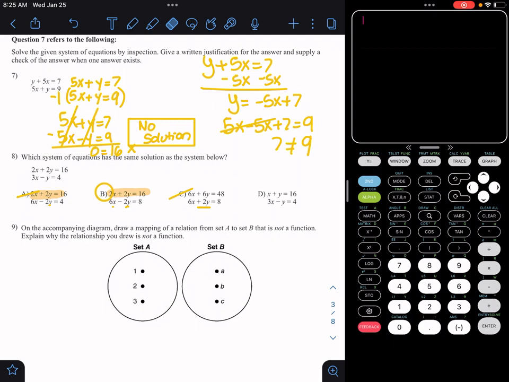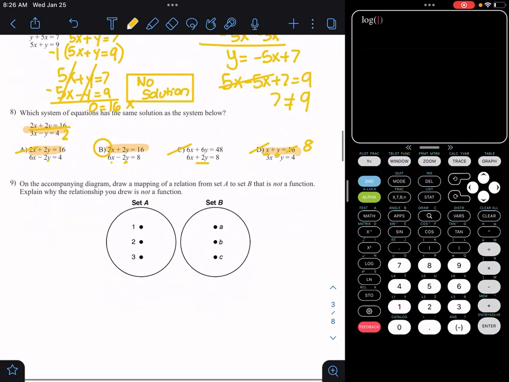In D, they went from 2x plus 2y to x plus y. In order to do that, they would have to divide each of these numbers by 2. 2x divided by 2 is x. 2y divided by 2 is y. But 16 divided by 2 should be 8, and they don't have that, so that's not our answer choice. Nice job. All right, let's look at number 9.